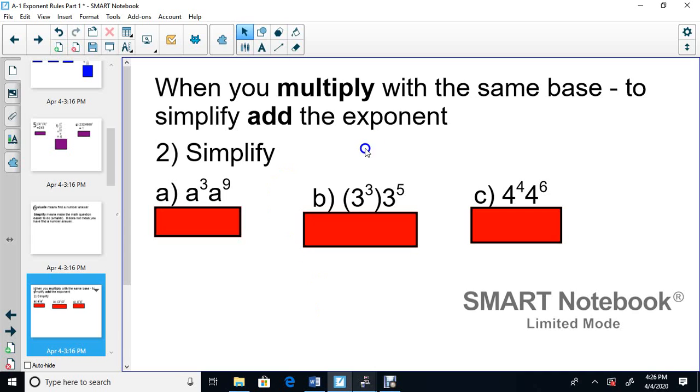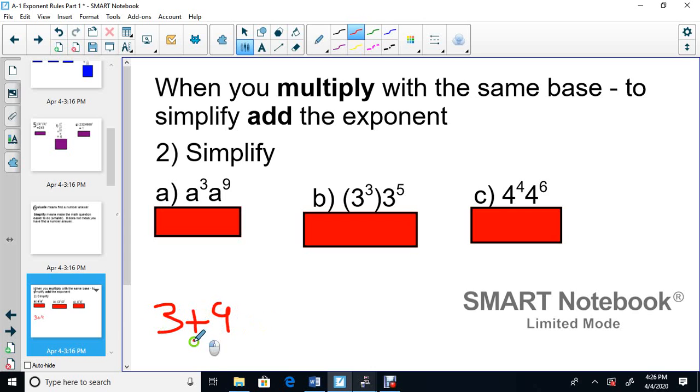Okay, when you multiply with the same base, so here's a rule. When you multiply with the same base, to simplify, add the exponents. So here, look, a and a is the same base, 3 and 9. So we're going to add 3 plus 9. So I'll just write it here, and I'll use a red color, that's fine. 3 plus 9. So I can use a calculator, or 3 plus 9 is 12. So if you're pretty good at math, 3 plus 9 is 12.